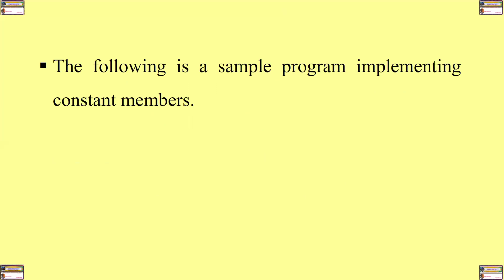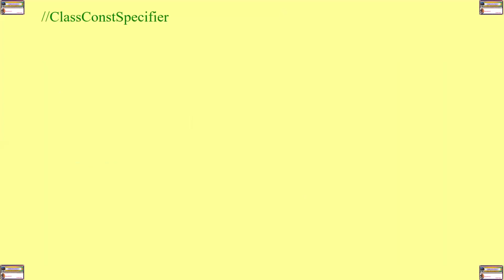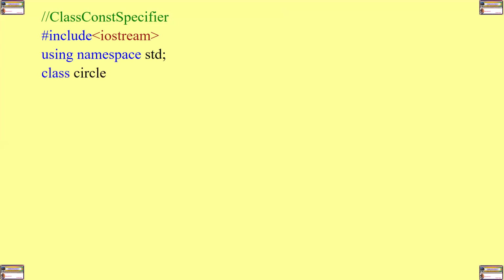The following is therefore a sample program implementing constant members. It prompts the user for the radius of a circle, computes its area, and displays both the radius of the circle and the area on the screen. I have given this program the name class Const Specifier. We have the preprocessor directive there. We have the declaration of the namespace, that is using namespace std.